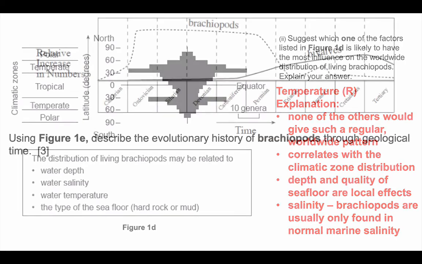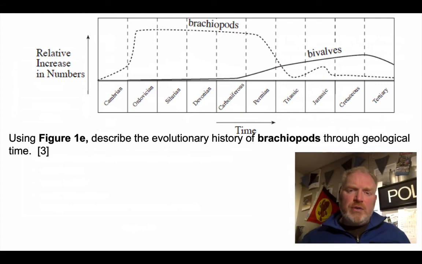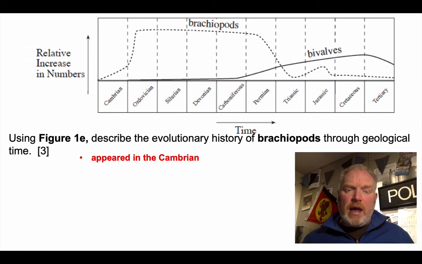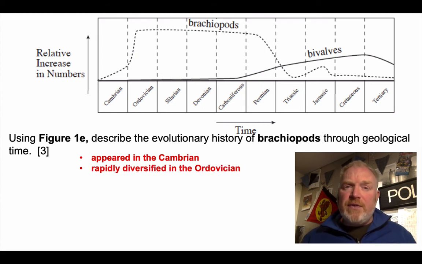So, the last question asks you to describe the evolutionary history. Now, you're not expected to know this off by heart. You're not going to be asked to recite this information. This is all about interpreting the data. And with a describe question, I think it's fairly straightforward. So we can say these animals appeared in the Cambrian. It's part of the Cambrian explosion. They diversified very rapidly during the Ordovician.